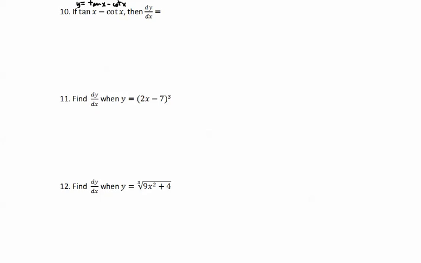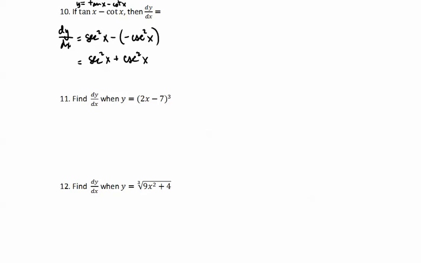And so the derivative is simply going to be dy dx is equal to the derivative of tangent, which is secant squared of x, minus the derivative of cotangent, which is negative cosecant squared of x. Put it all together, we get secant squared of x plus cosecant squared of x, and that's good enough. Alright, we'll go on to the next problem, number 10.